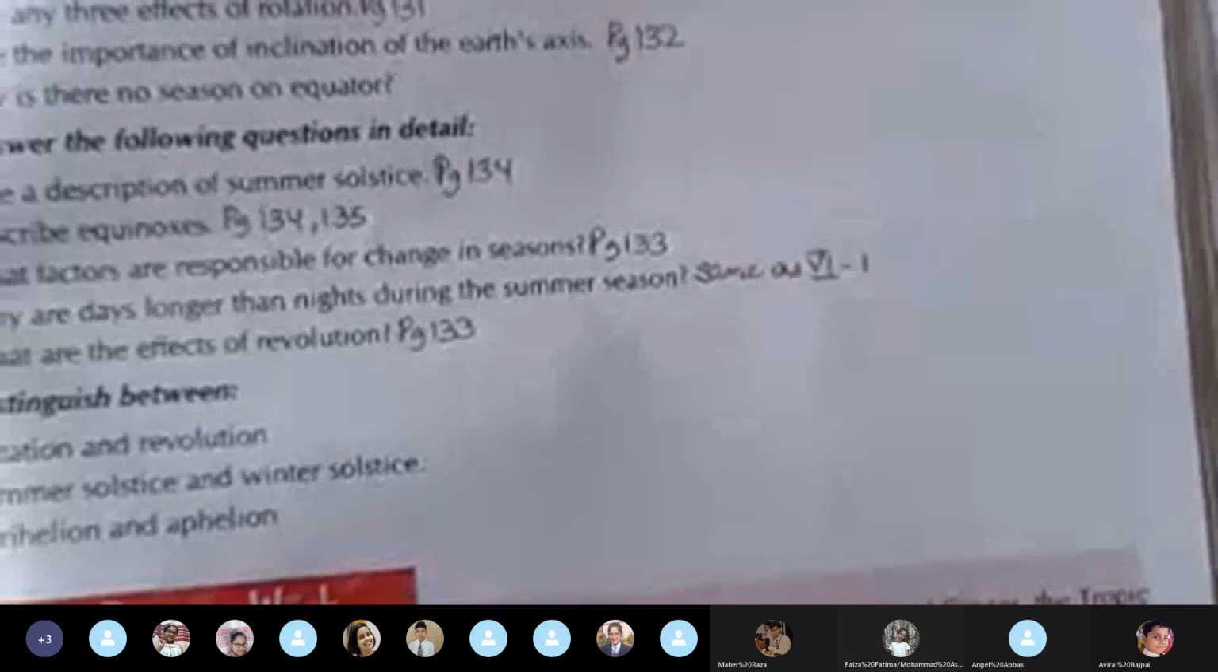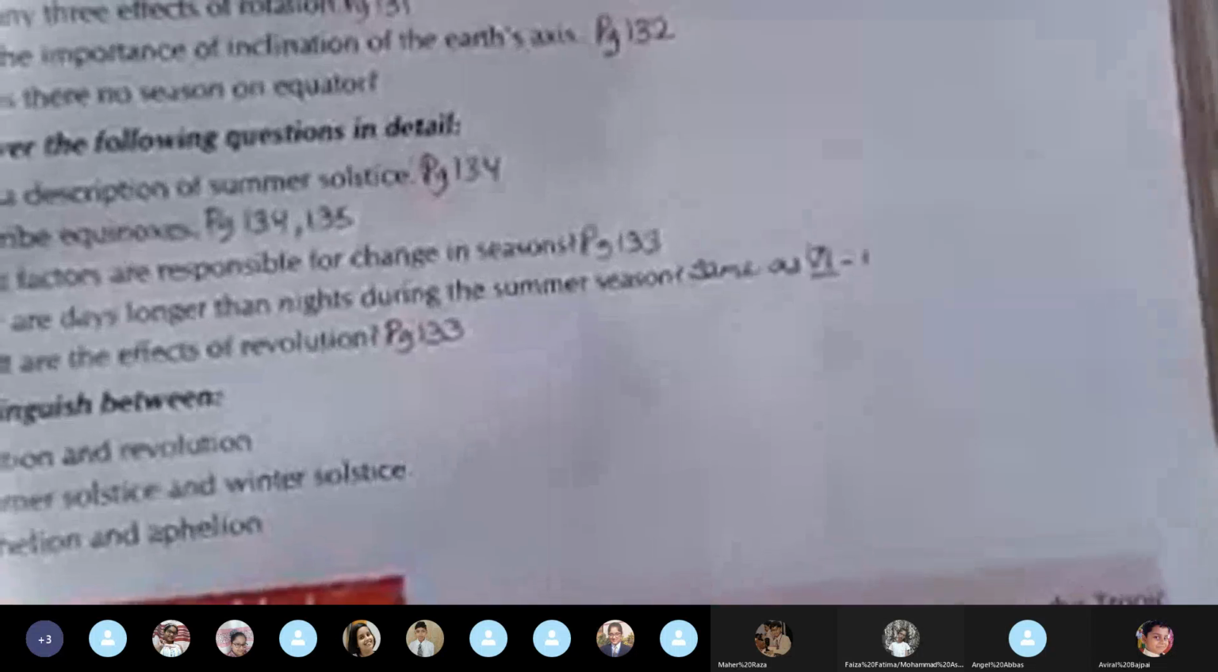Coming to 6.4. Why are days longer than nights during the summer solstice? Right here, same as 6.1. Question number 6.5. What are the effects of revolution? Page 133.